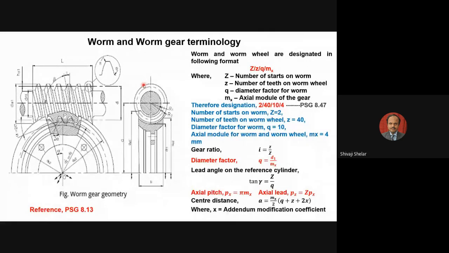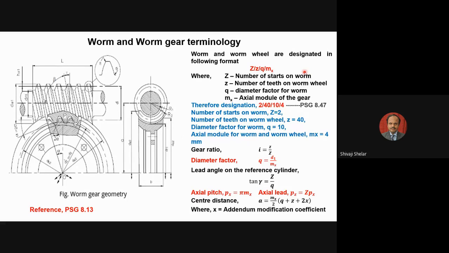But for worm gear, what designation should we follow? We have a standard designation to be followed for worm and worm wheel. Just read here. Worm and worm wheel are designated in the following format. I have given the format here: capital Z, oblique, small z, oblique, small q, oblique, small mx. Let's learn each term one by one.